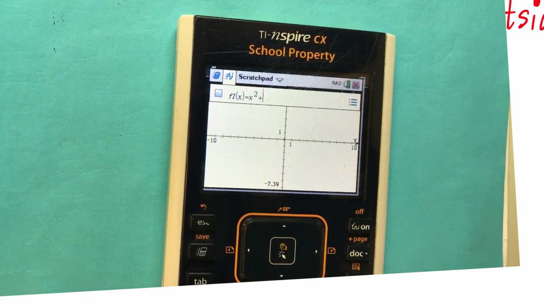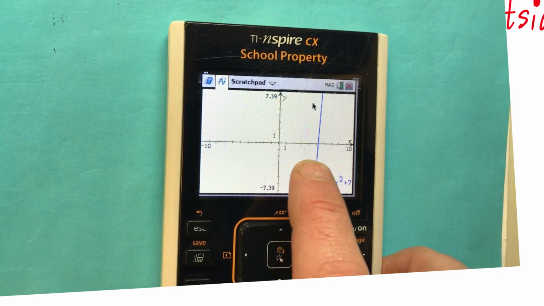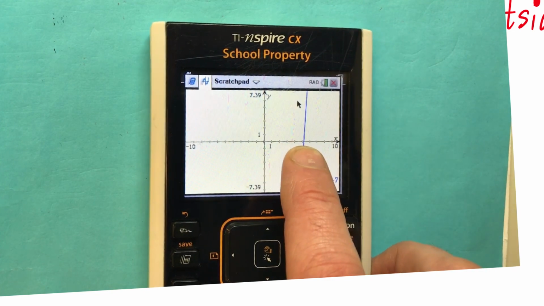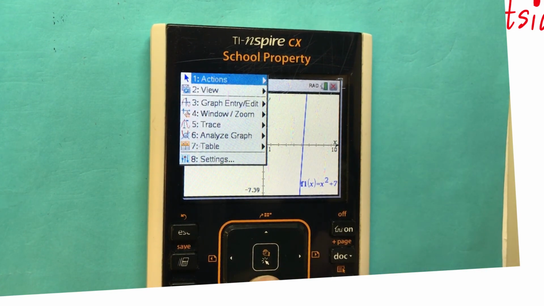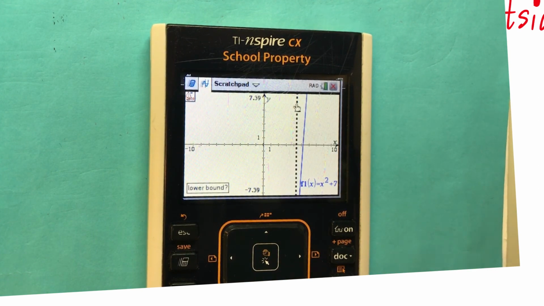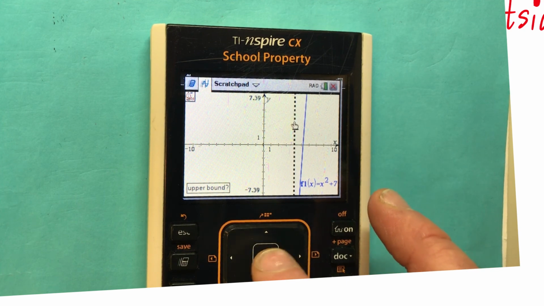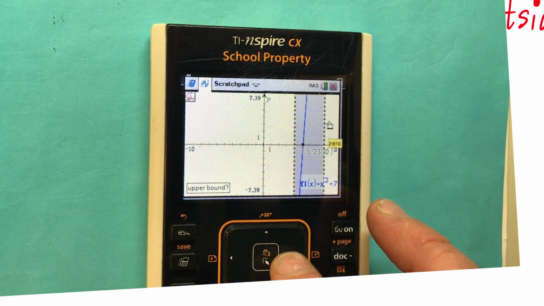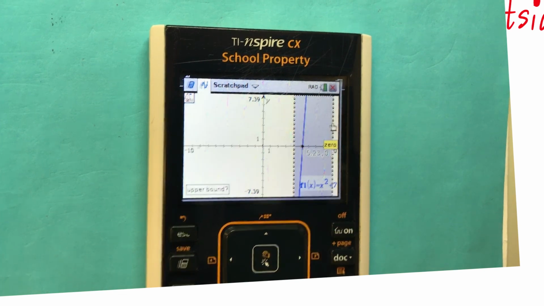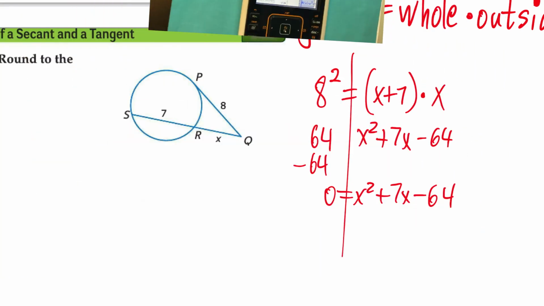Okay, x squared plus 7x. Okay, so this one crosses a little more than 5, so it's not exactly 5. So how can I find exactly where that crosses? Okay, go to Analyze Graph, and we want to find the zeros, which there's going to be 2, but all I care about is this one right here, 5.23. And again, there's a bunch of different ways we could do it. This is just the quickest way. So 5.23.